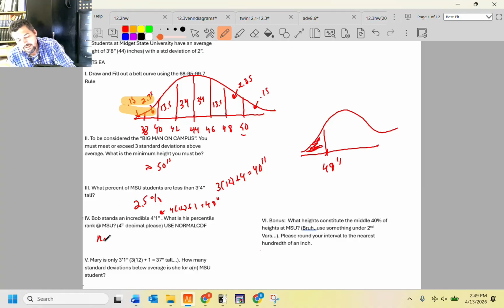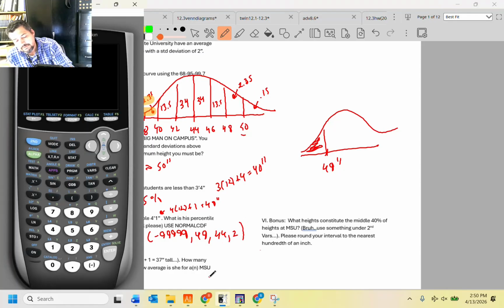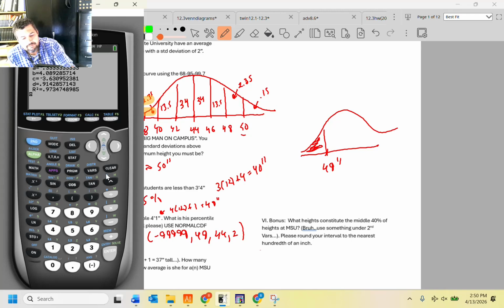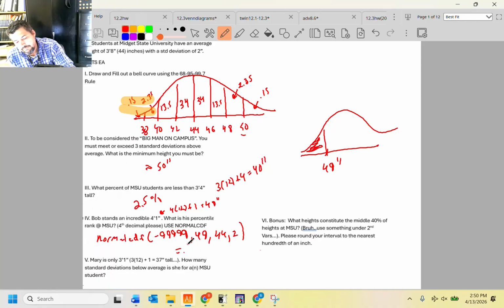So you're doing a normal CDF. The lower boundary is -5/9. The upper boundary is Bob's height, and the mean and standard deviation are given in the text, 44 and 2. So that's under second vars, normal CDF, -5/9, 49, 44, and 2. And it's going to return 0.9938. That's how I asked you to round it, remember?